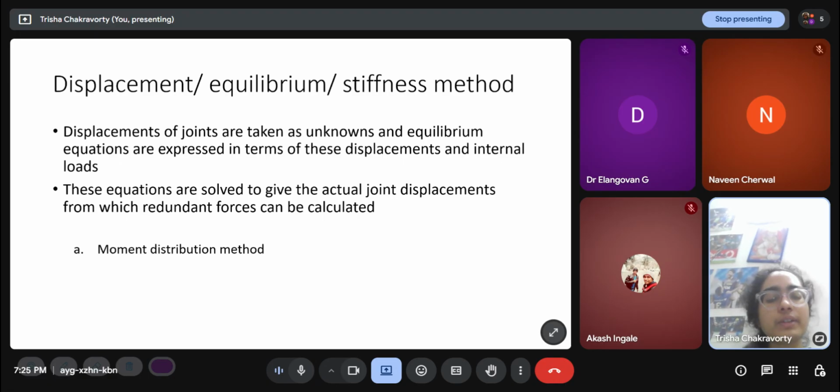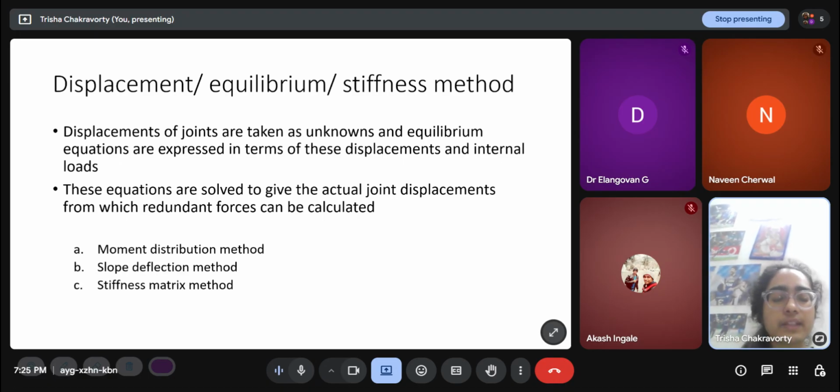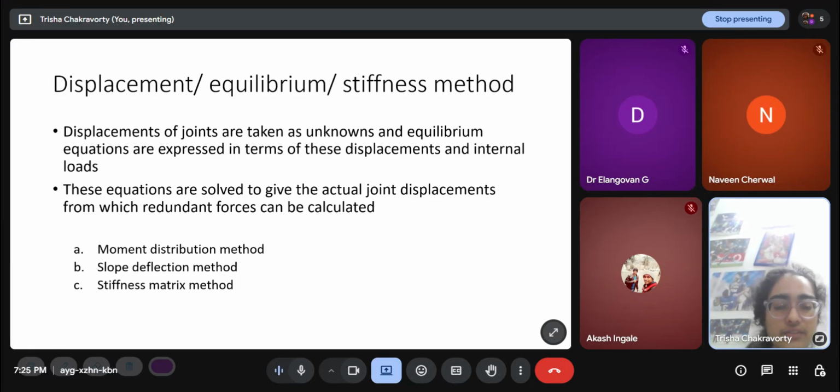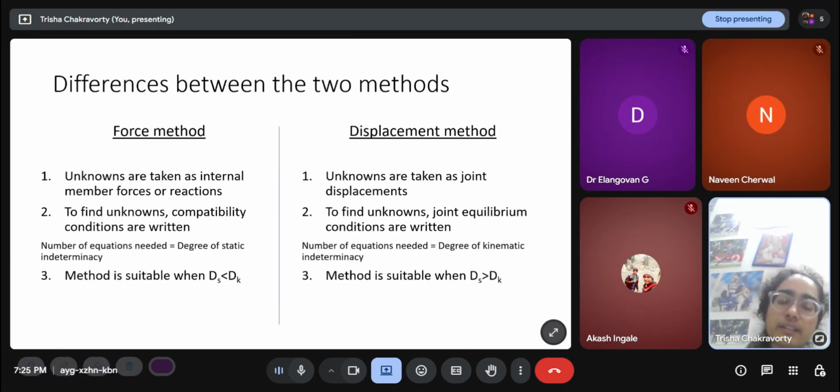There are three methods: moment distribution, slope deflection, and stiffness matrix. All these methods are very important. In the next 3 weeks, weeks 10, 11, and 12, we look at one of these methods each. And a summary of the difference between the two methods.